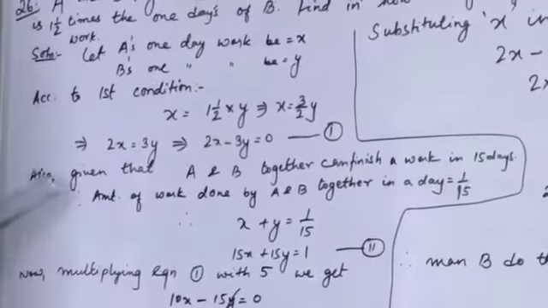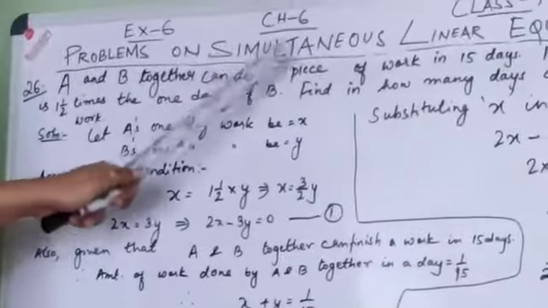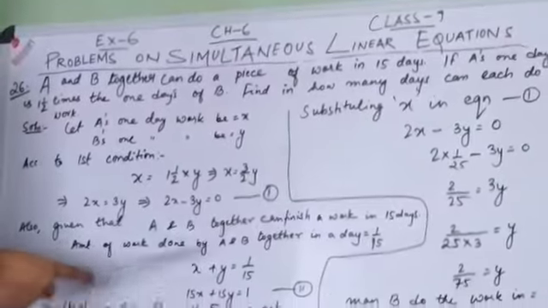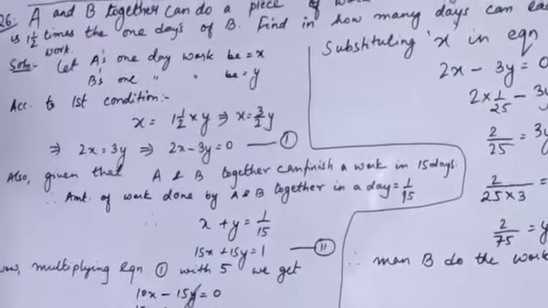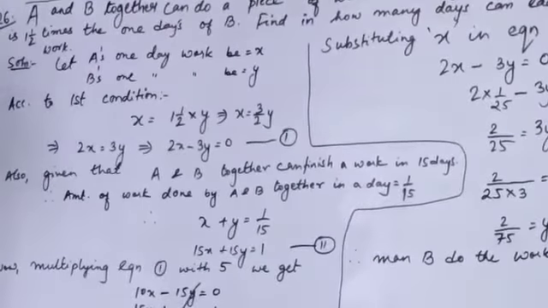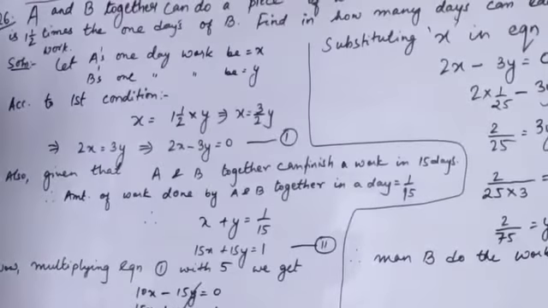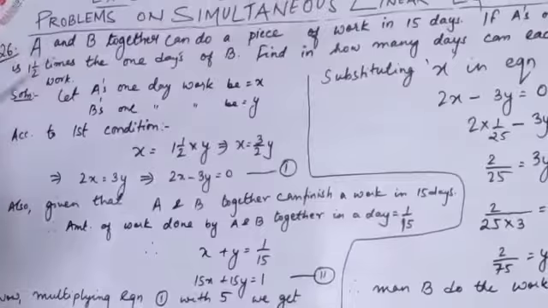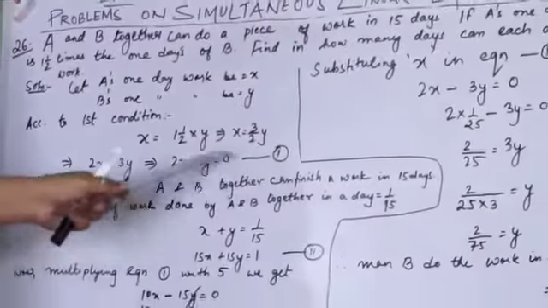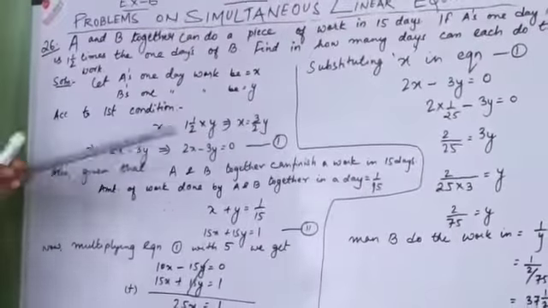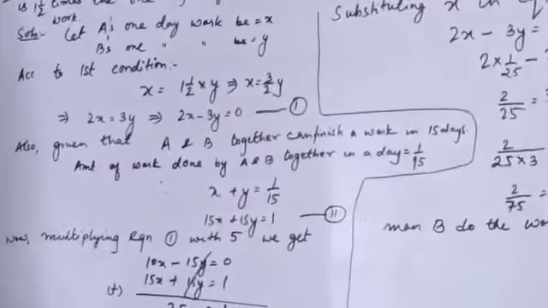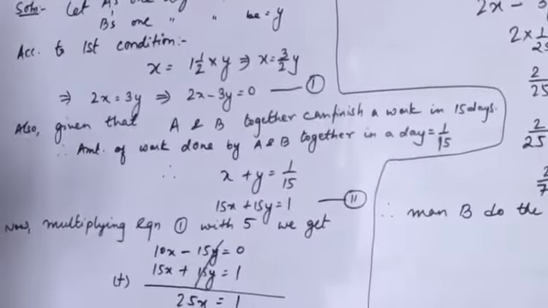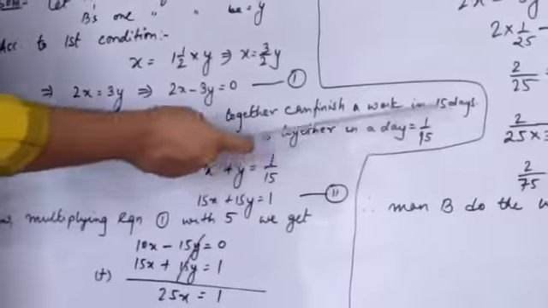Now we know that A and B together are finishing the work in 15 days. So if you are completing a particular work in 10 days, what is the work that you are doing in 1 day? That will be 1 by 10. Similarly, when A and B together finish the work, they are taking 15 days. That means the work that both of them together will complete in 1 day will be 1 by 15.